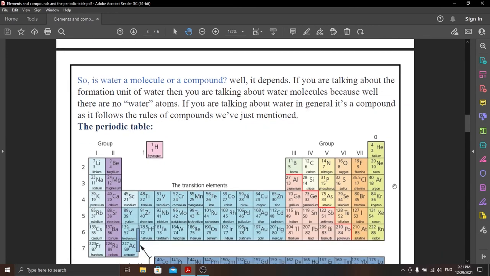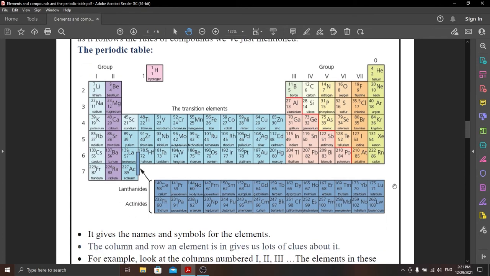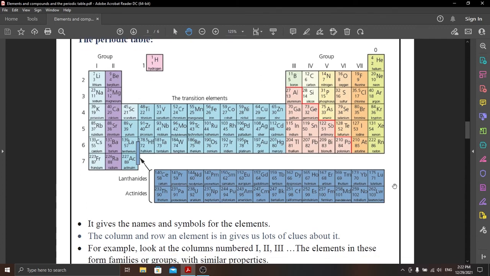All right. Now let's talk about the periodic table. The periodic table just gives the name and symbols for the elements. Of course, it gives the atomic number and the nucleon number. More about that in a few minutes. The column and row an element is in gives us a lot of clues about it. Yeah, it tells us a lot about its properties. These columns are called groups, while the rows are called periods. That's very important for you to remember and understand.